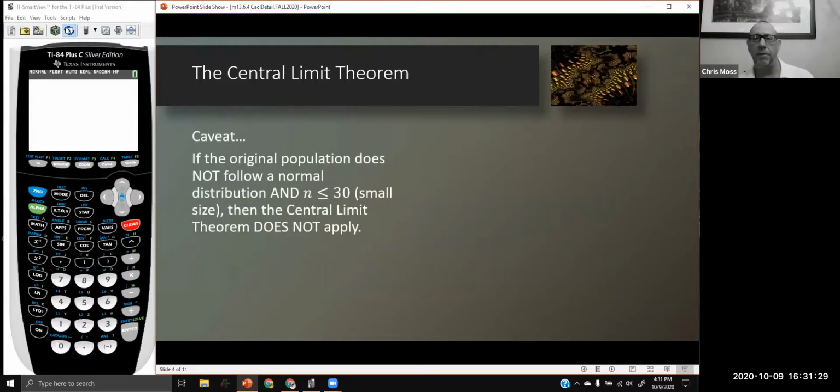There is some limit to the theorem, though. If the original population does not follow a normal distribution, it does something else, and the sample size n is less than or equal to 30, on the small side, then the Central Limit Theorem does not apply. But if your n is greater than 30, then the distribution is normal or close enough to normal so it doesn't even matter. This is a very powerful result.